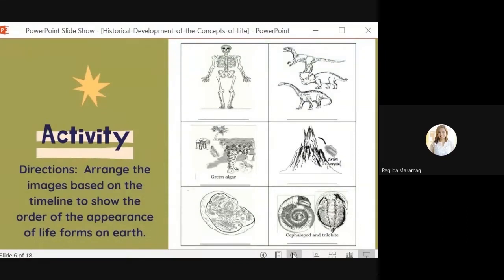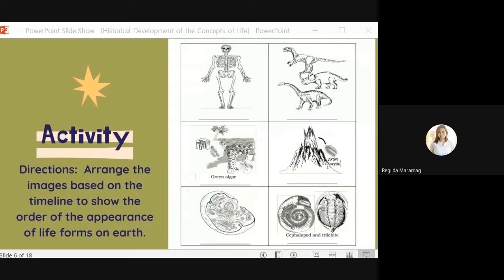So I have here 6 images. The direction is you're going to arrange the images based on the timeline that you have read to show the order of the appearance of life forms on Earth. So you're going to write your answer in the chat box. So which comes first among the choices? You share your answer, Adrian.